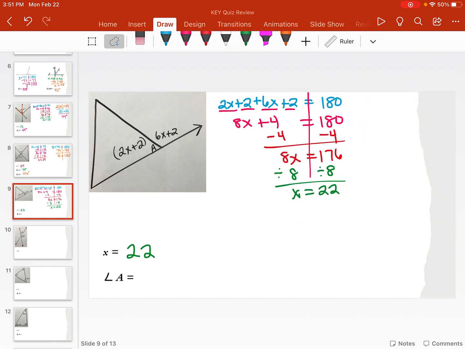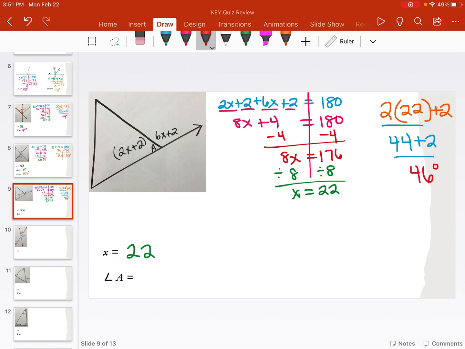Now I can use that x and substitute in to find my angle A. So A was 2x plus 2, so I'm going to do 2, instead of x, I'm going to plug in 22, plus 2. 2 times 22 is 44 plus 2, which is 46 degrees. So angle A is 46 degrees.